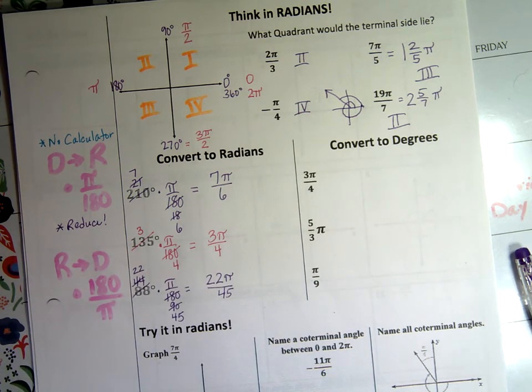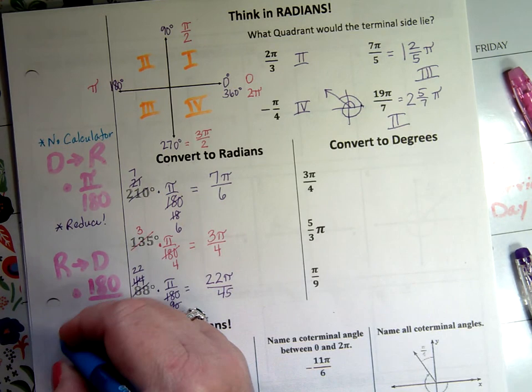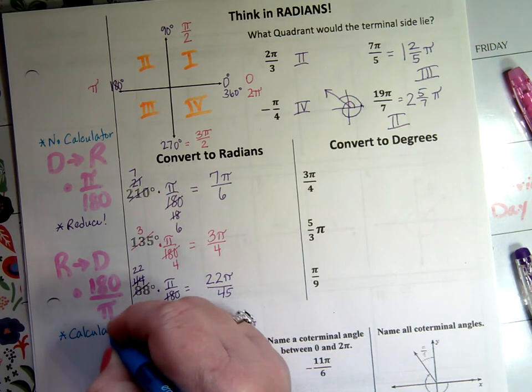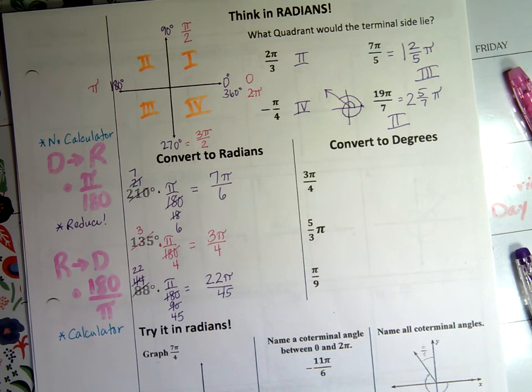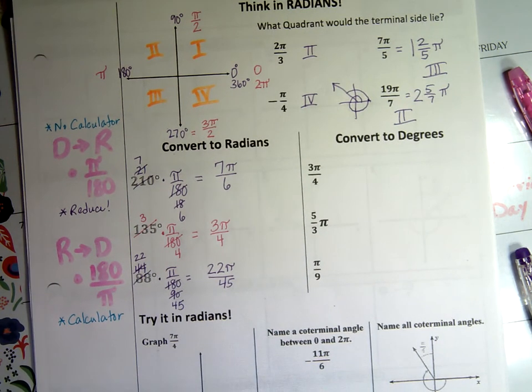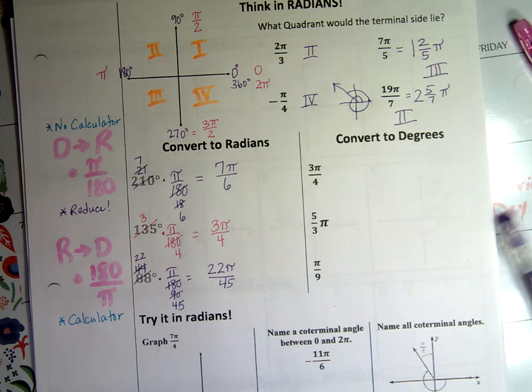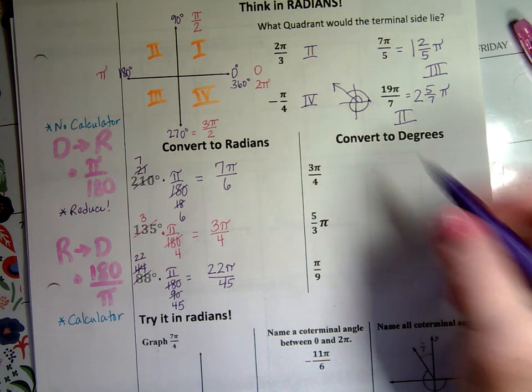And this time I can use a calculator. Because what happens is, and you're going to see this in just a second, that the pi's cancel. The pi's cancel out, and then I'm left with just numbers that I can actually use a calculator to figure out. All right, so let's check it out. That's these guys over here.